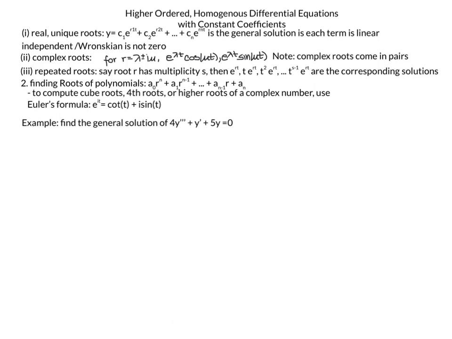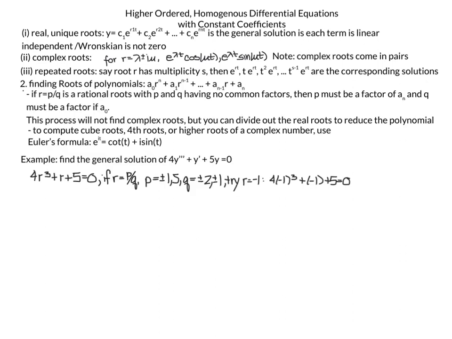One more example, because I wanted to give an example with different types of roots. So find the general solution of 4y triple prime plus y prime plus 5y equals 0. Our corresponding characteristic equation is 4r cubed plus r plus 5 equals 0. So if the root is of a real nature and it's of the form p over q, then p has to be a factor of 5.